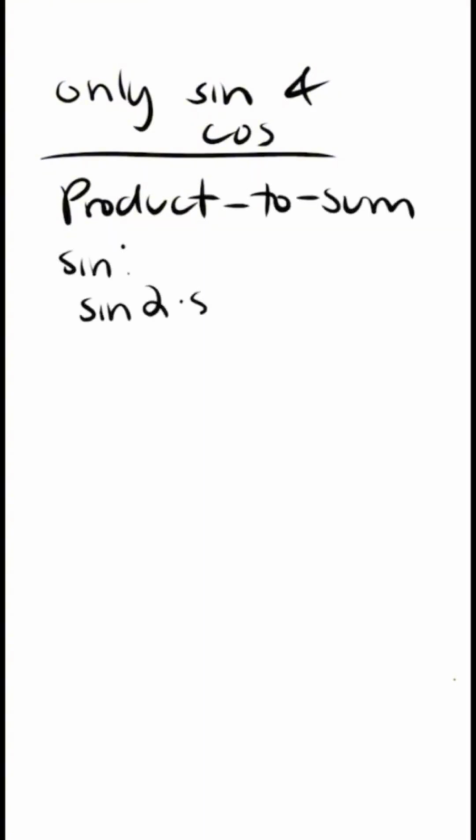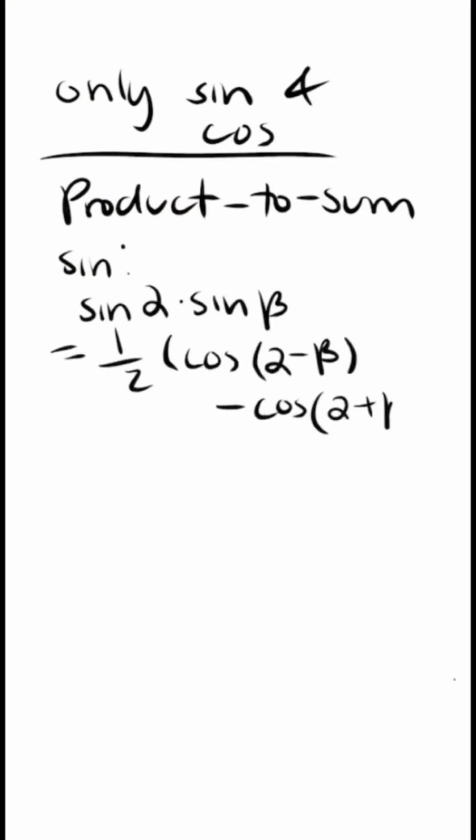For sum to product and product to sum, there is only sine and cosine. Starting with product to sum, we have sine alpha times sine beta equals a half cosine alpha minus beta minus cosine alpha plus beta. As the name suggests, it turns the product of sine and sine into a sum of cosine and cosine.